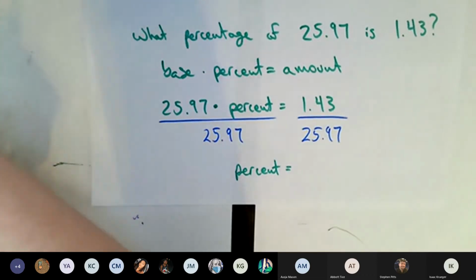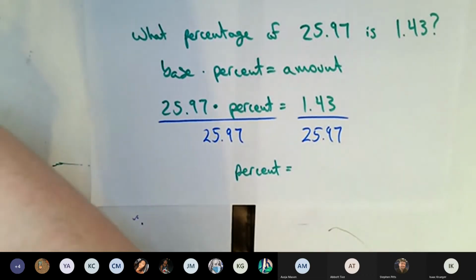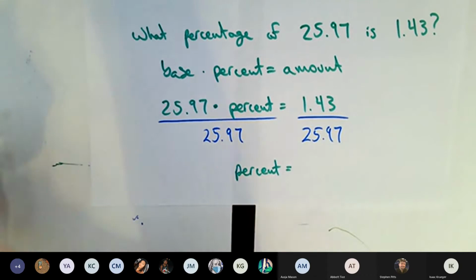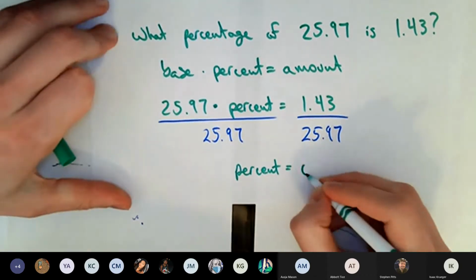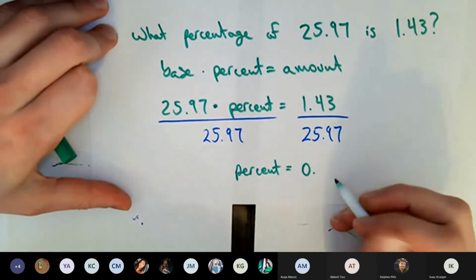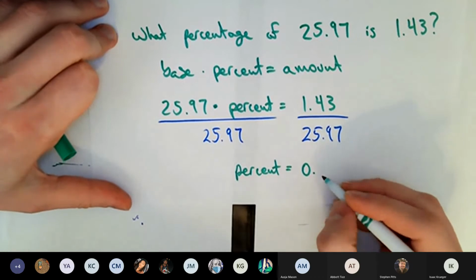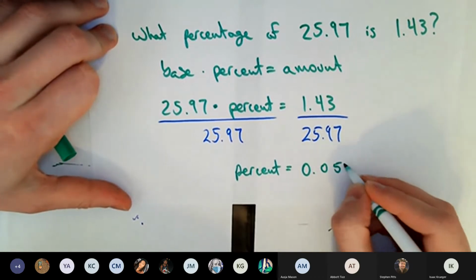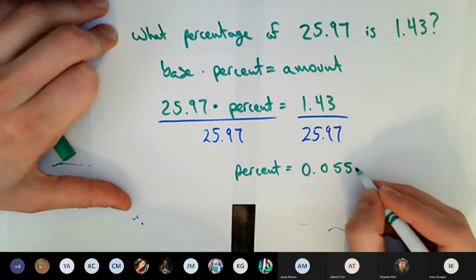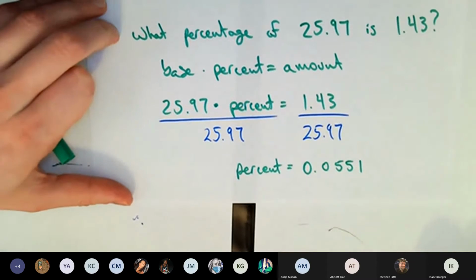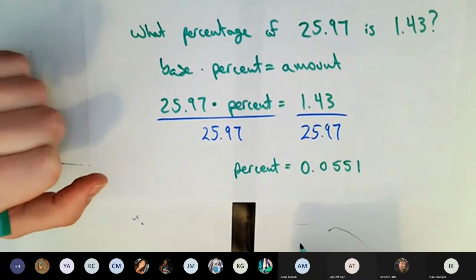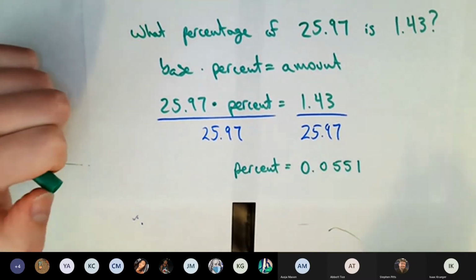Now I've got to figure out what's going on over here. So I'm going to do 1.43 divided by 25.97. And I'm going to keep 4 decimal places here. 0.0551, so I'd round to 1. But I want this as a percent, right? This is a decimal form of the percent.